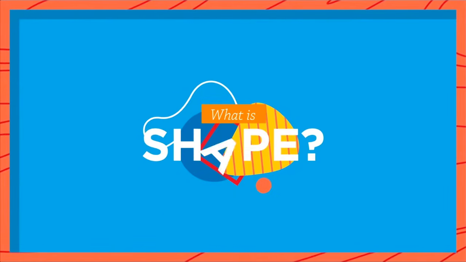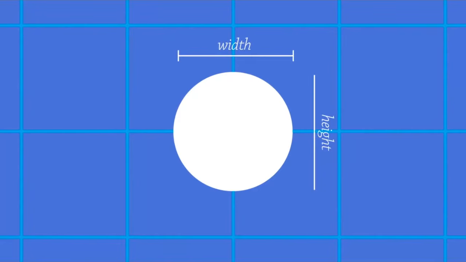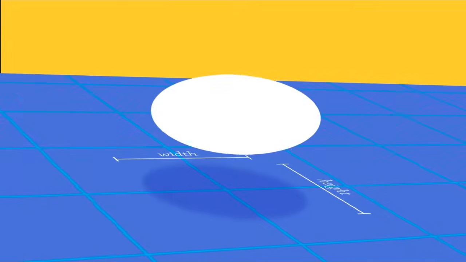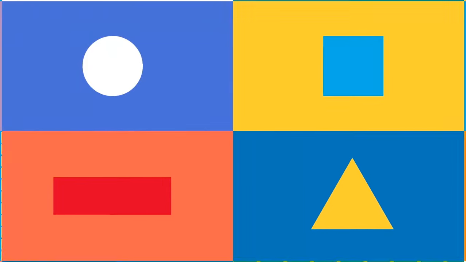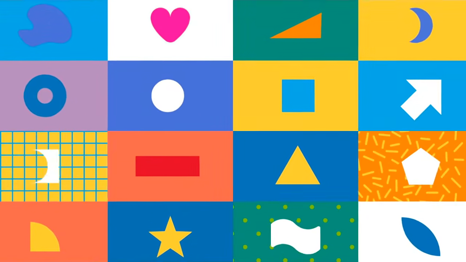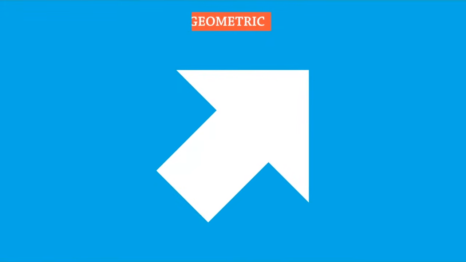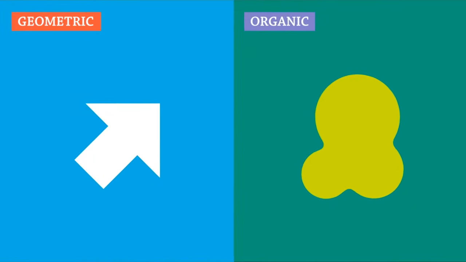What is shape? When a line connects back to its beginning, a shape is formed. Shapes are measured in width and height. This means they are two-dimensional. We know about basic shapes like circles, squares, rectangles, and triangles. But there is so much more. Shapes can be either geometric or organic.